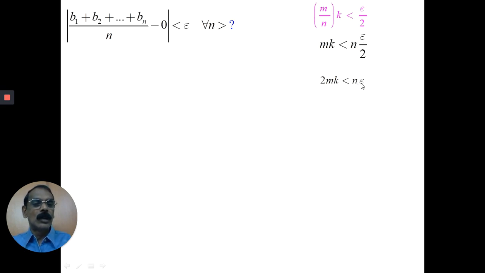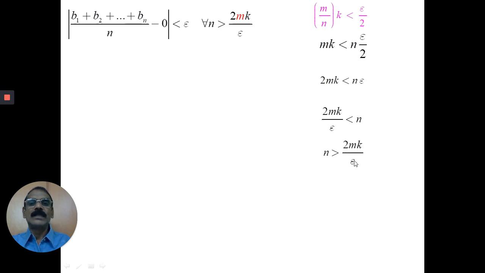Let us bring epsilon to the left hand side. Therefore, 2mk by epsilon is less than n, because all are positive here. 2 is positive, m is positive, k is positive, and epsilon is also positive. Therefore, we have the same inequality. That is, n is greater than 2mk by epsilon. So, now what do we do? This inequality is true for all n greater than 2mk by epsilon.